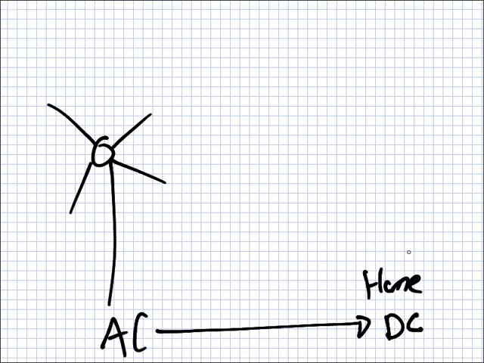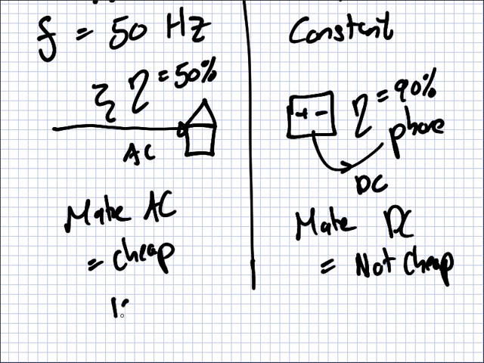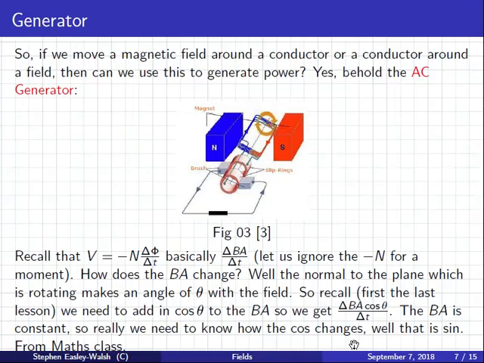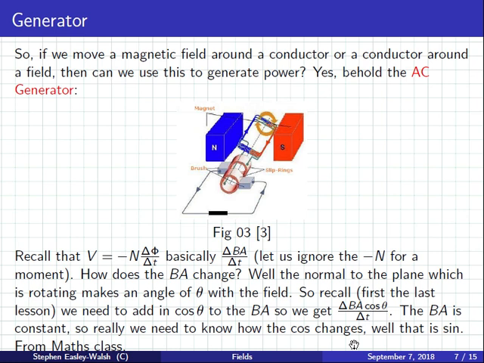Okay, so another thing is AC is good when you have a lot of current, like maybe 10 amps. But DC is really good when you have a small current, like 1 amp. Advantages and disadvantages. Right, so you need to draw this, and then you'll need to draw this.